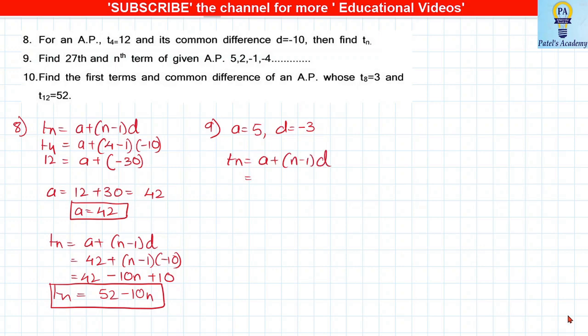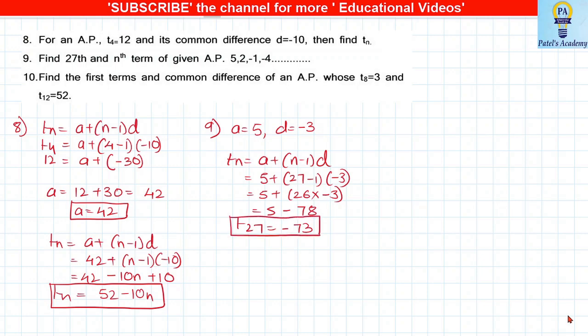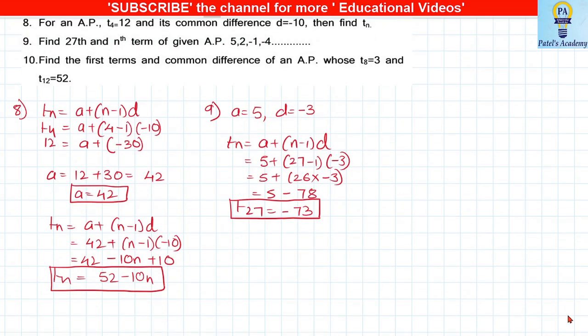We are finding the 27th term. So that is 5 plus (27 minus 1) into minus 3. So that is 5 plus 26 into minus 3. Okay, so that is 5 minus 78. I got the 27th term as minus 73. Okay, this is T27.